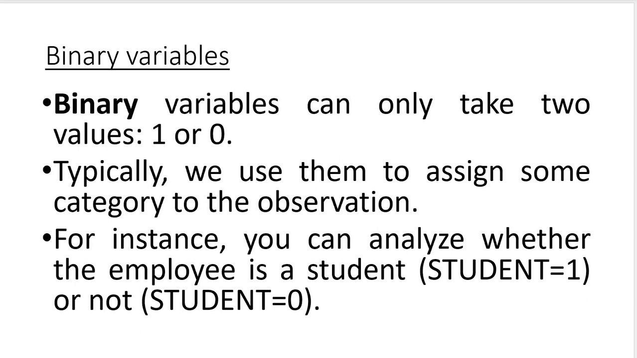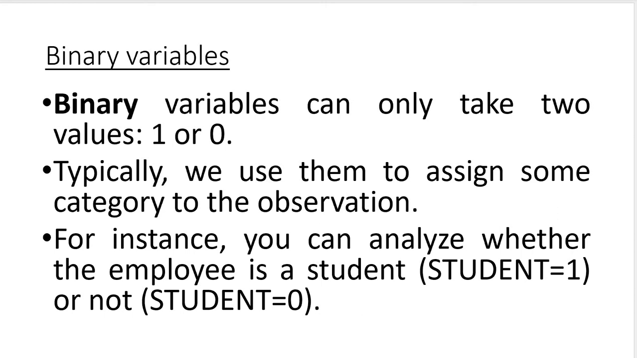Finally, we are dealing with binary variables, and here it's relatively easy. Those variables can only take two values, 1 or 0. Typically, we use binary variables in order to assign some category to the observation. Imagine, for instance, that you want to analyze the chances for employment among young people depending on their characteristics. We know that under Polish legislation there is some preferential tax treatment for students, and that's why you hypothesize that whether an employee is a student or not has some effect on the chances of being employed, let's say, or some effect on the level of income.